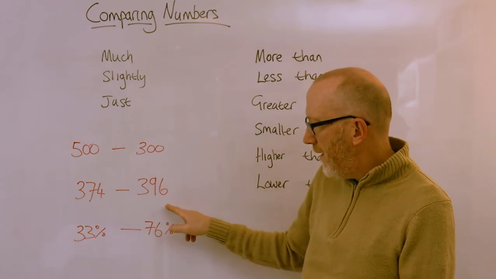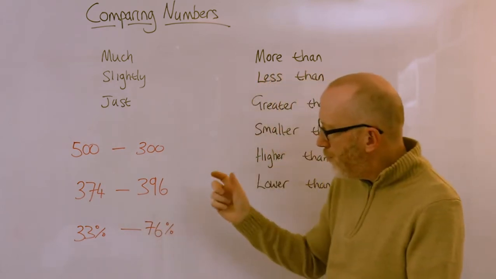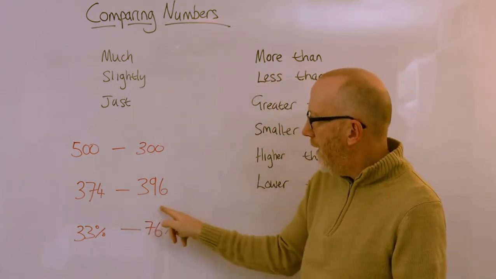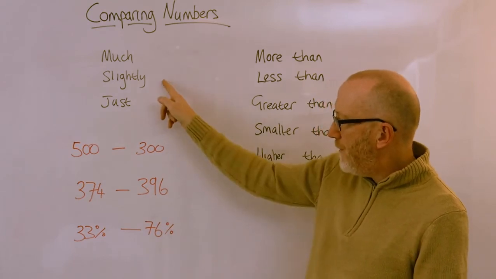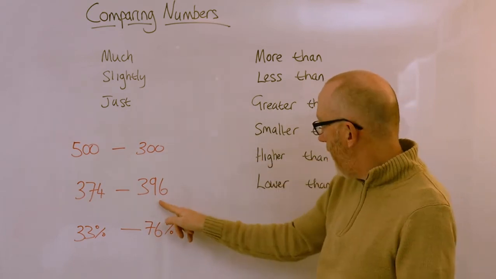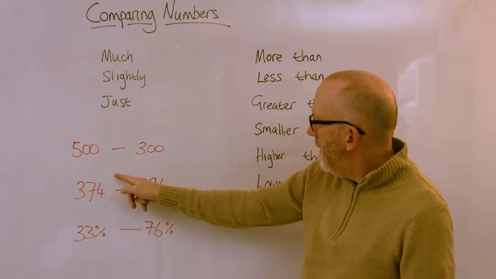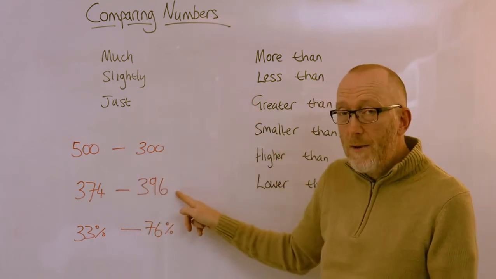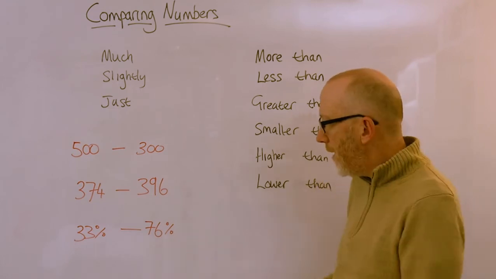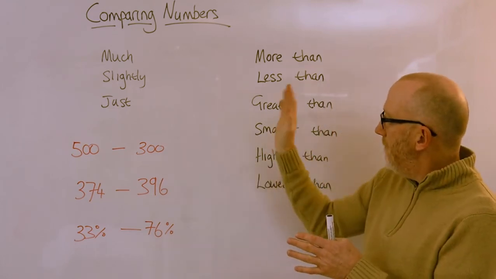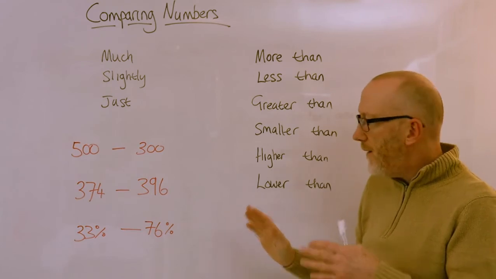Okay? Let's look at a more complicated one. 374 and 396. So these numbers are closer together. So we probably wouldn't use much in this case. We might want to use slightly. This is slightly higher than this number. This number is slightly less than that number. Okay? So slightly, much, and these phrases are great.